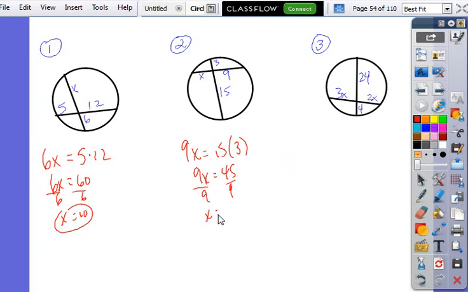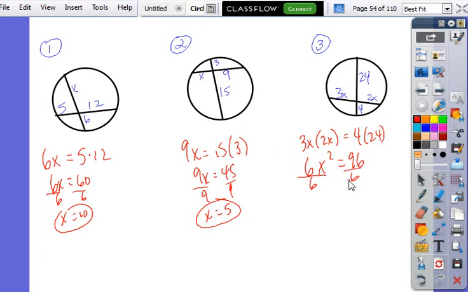Right, the last one over here, when we do the multiplication, we got 3x times 2x, and then 4 times 24. Well, 3x times 2x, well, 3 times 2 is 6. x times x is x squared, equals 96. I divide by 6 to get the variable by itself. I get x squared equals 16. And the square root of 16 is 4. Technically, the square root of 16 is plus or minus 4.